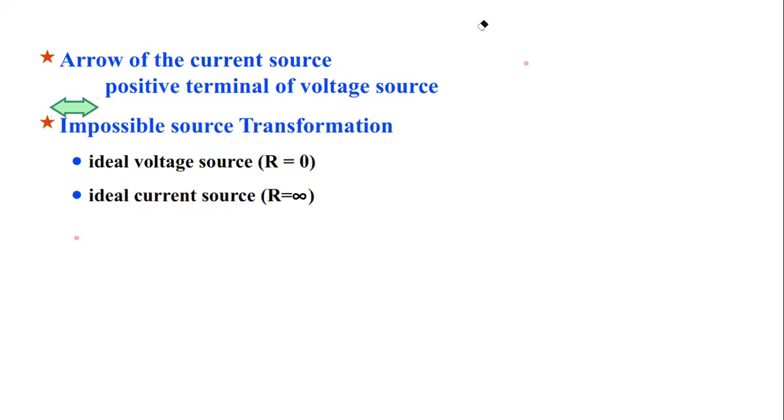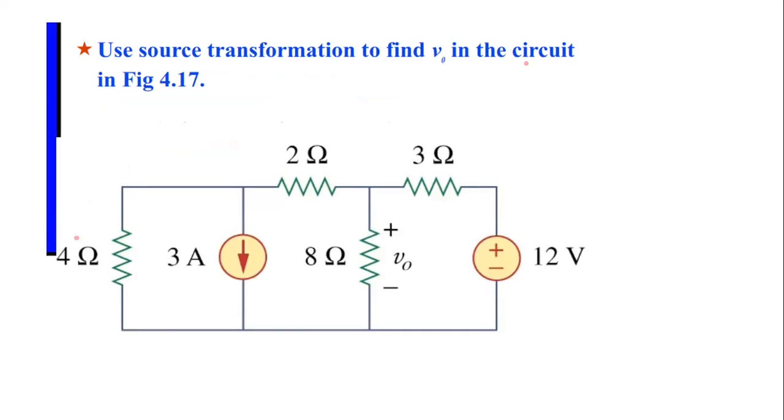Now next slide. Now this is a problem, and we have to solve it by using source transformation. They are saying that by using source transformation, please find V naught, that is the voltage across the 8 ohm resistor. So please try it if you can.